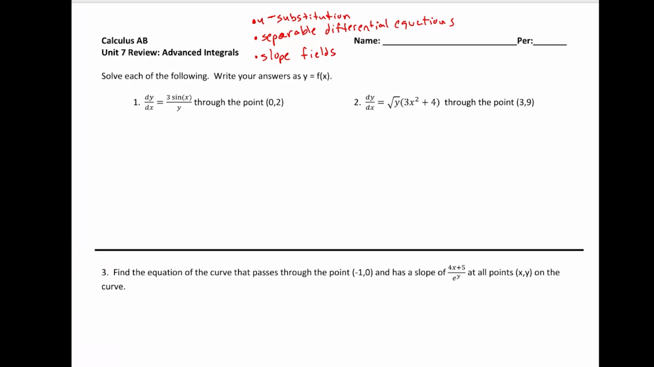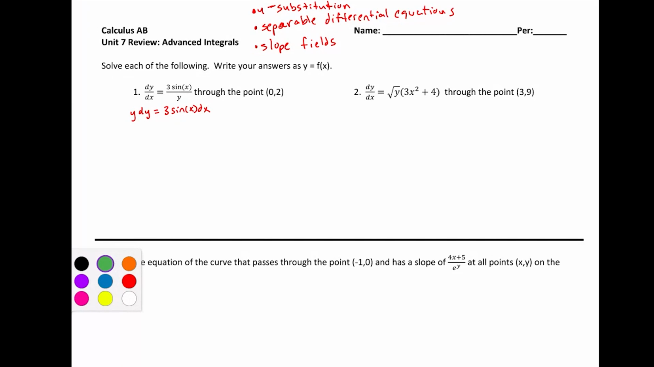Number one says dy/dx equals 3 sine x over y. So to separate the variables, we need to multiply both sides by y and also multiply both sides by dx. Do a little cross multiplication there, and we get y dy equals 3 sine x dx. Now, once you separate the variables, you do want to integrate both sides. So we've got the integral of the left side and the integral of the right side.